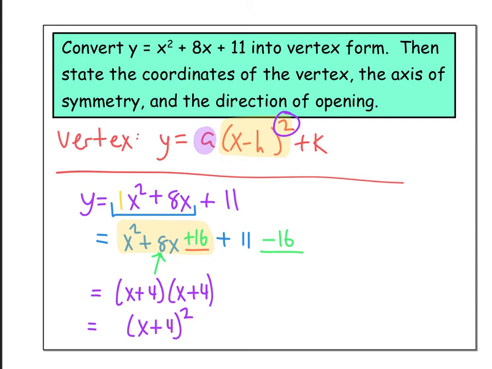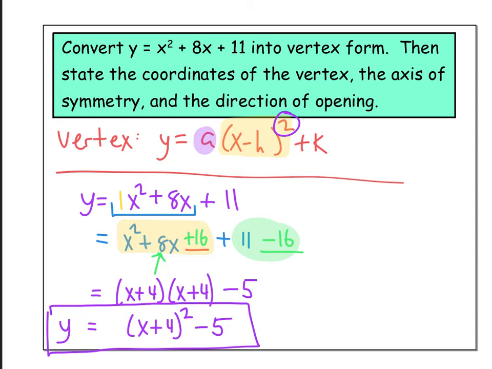Then we can take a look out here and combine those terms to get the k value out there. Plus 11 minus 16 is really just equaling minus 5. Here's our final answer: y equals x plus 4 all squared minus 5. That is vertex form.